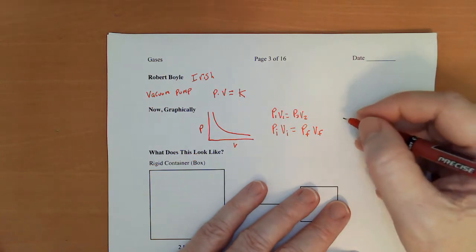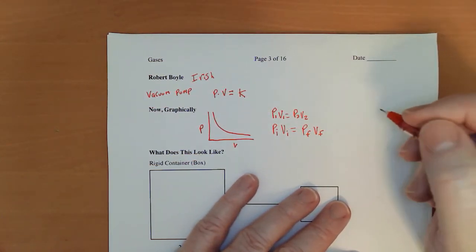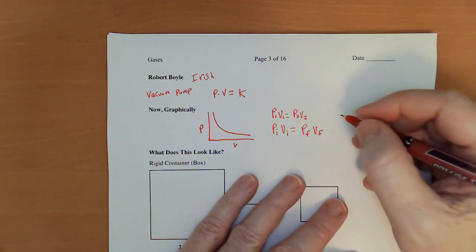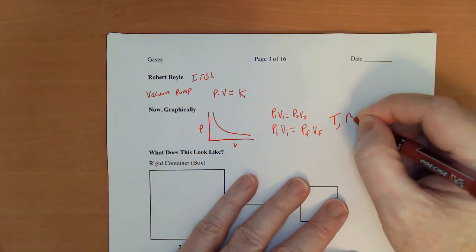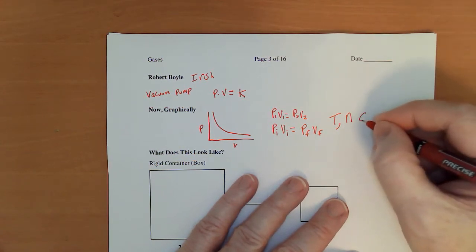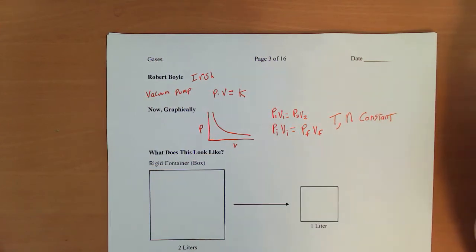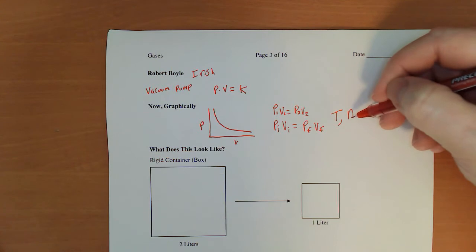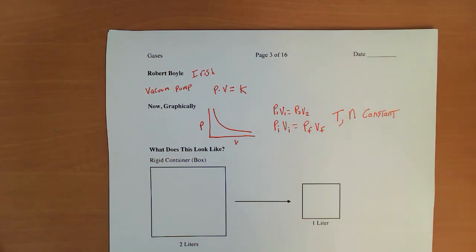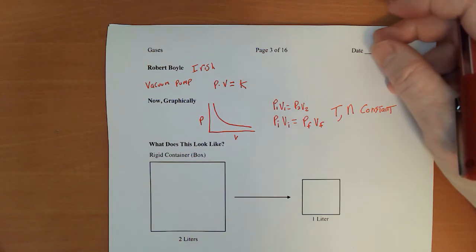Okay? Now, there is an implication here that we didn't make a big deal about in the past, but I am going to this year. Temperature and moles are constant. That balloon has been tied off. So no gas can get in or out, moles are constant, and we're holding it always at the same temperature. Okay?